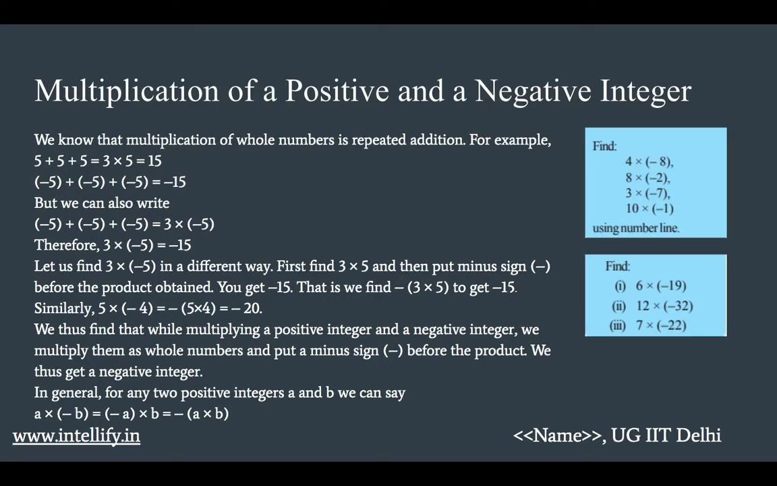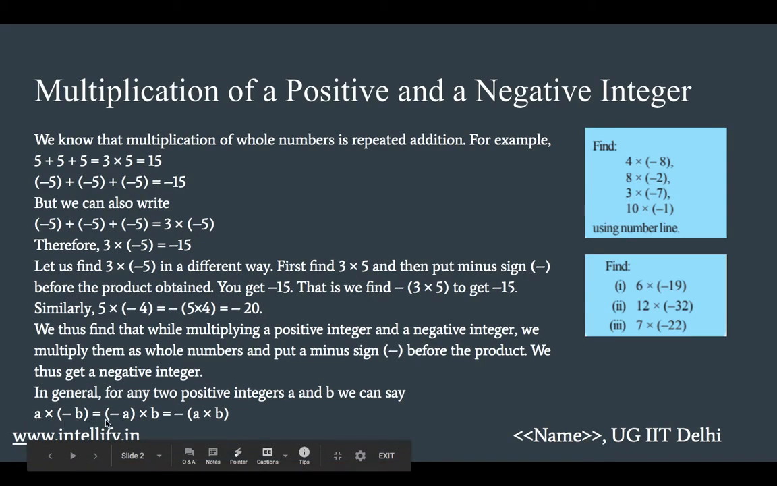And we thus find that while multiplying a positive integer and a negative integer, we multiply them as whole numbers and put a negative sign before the product. We thus get a negative integer. In general, for any two positive integers a and b, we can write a into negative b is negative of a into b, which is equal to negative a into b, and that is equal to negative of a times b. Cool.